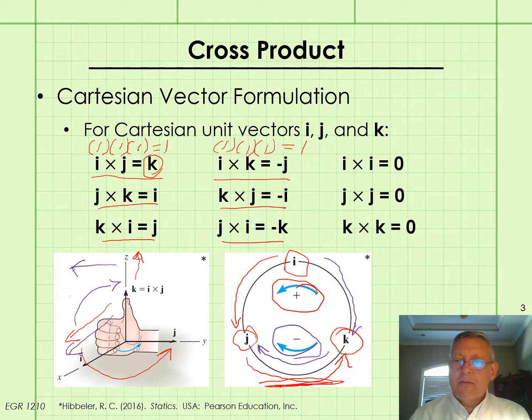Okay, the last three are the easy ones because any vector crossed into itself is going to be 0. And the reason for that is because theta, the angle between the two vectors, is 0, and the sine of 0 is 0. So I cross I is 0, j cross j is 0, k cross k is 0.